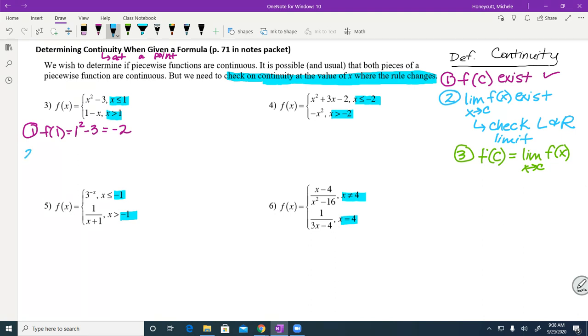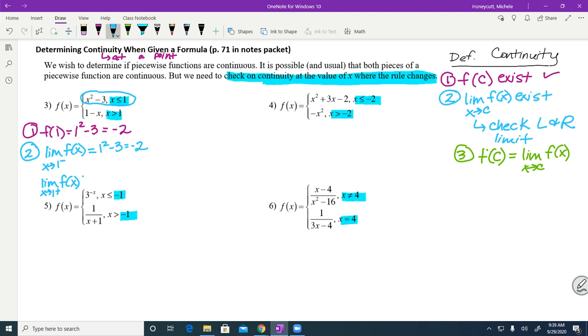Second condition, now this is a piecewise function, and I do need to check the left and right-hand limits first. So I'm going to find the limit as x approaches 1 from the left of f of x, and then I'm going to find the limit as x approaches 1 from the right of f of x. To find the limit from the left, I'm going to use the formula that approaches 1 from the left, which is the top formula. That approaches 1 from the left because it says less than. And I can just substitute in the 1. So that would be 1 squared minus 3, which is -2.